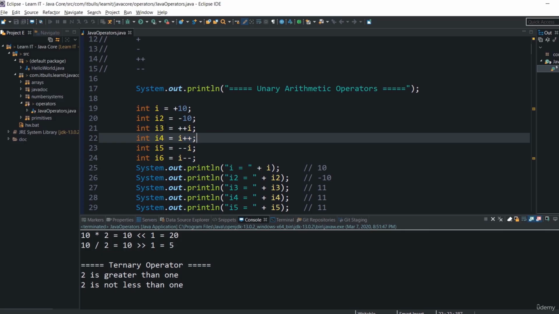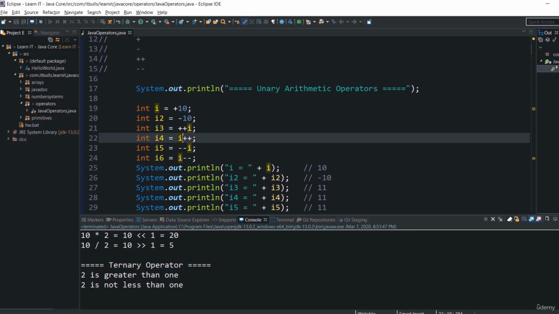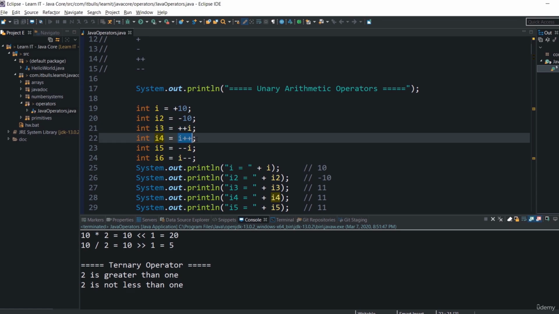With prefix form, the value of the operand is incremented and only after that, the value of the operand is used for the operations. In this example, for assignment operation. In this case, the i variable will be incremented and after that assigned to i3 variable. In the next example, the value of the operand will be obtained first for use in the operation. In this case, i4 variable will be initialized with 11 value, since we incremented i here, and only after that i variable will be incremented from 11 to 12.